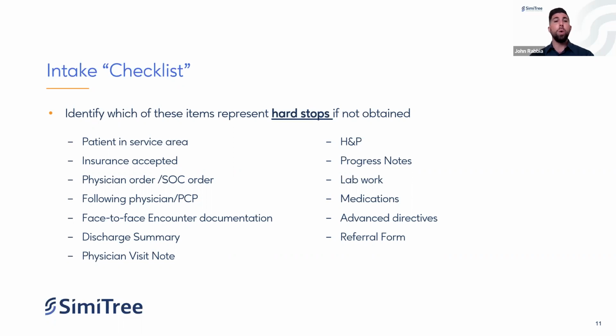So determine what it is that you absolutely need to get a referral started, and then what is nice to know further down the line. So we're certainly going to need to know if the patient's in our service area, if the patient's insurance is a plan that we accept. We're going to need an order to do what we need to do. From there on out, it would be good to know who the physician is, to confirm who will follow the patient.